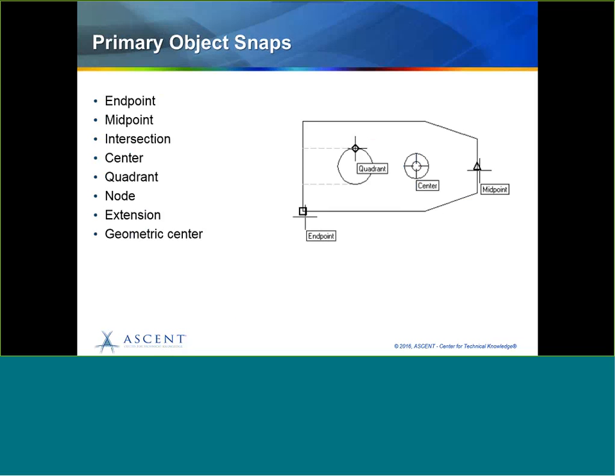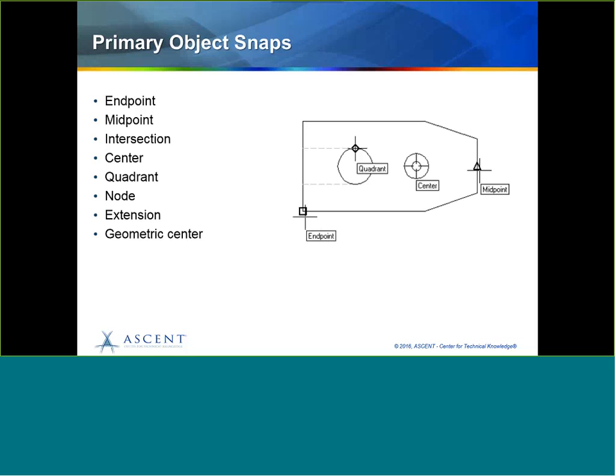Now, the frequently used object snaps are also called the primary object snaps. They are the endpoint, midpoint, intersection, center, quadrant, node, extension, and geometric center. There are many more object snaps, and as the name specifies, for example, if you have the endpoint object snap active, when you hover your cursor closer to one of the endpoints of a line, it will show you the endpoint object snap.